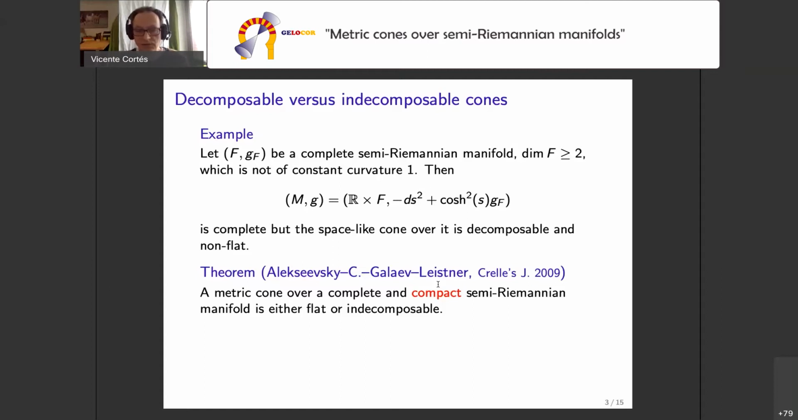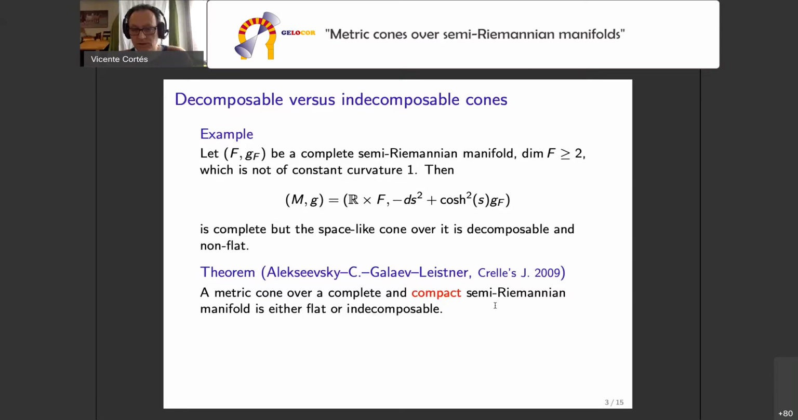So here we used, in fact, both hypotheses, completeness and compactness, because for semi-Riemannian manifolds, it's not true that compactness implies completeness, so we included both assumptions. Under these assumptions, in some old collaboration with Dmitri, Anton, and Thomas, so Anton Gallot, we showed that Gallot's theorem remains true if we have a compact, complete semi-Riemannian base manifold.